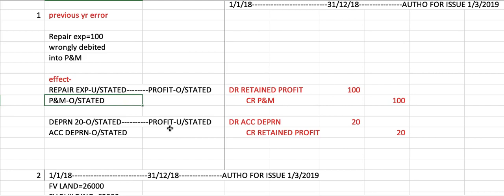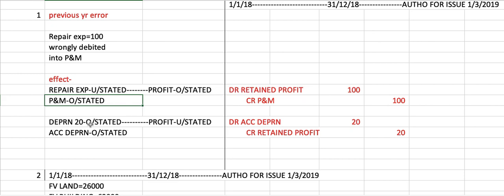So how do you correct that in the current year? When the asset is overstated, you should credit your asset. You credit plant and machinery. And when last year's profit is overstated, we need to reduce the profit, so we debit the retained profit. We don't debit SOPL, because this is a previous year profit, so any previous year error relating to the SOPL should affect the retained profit figure.